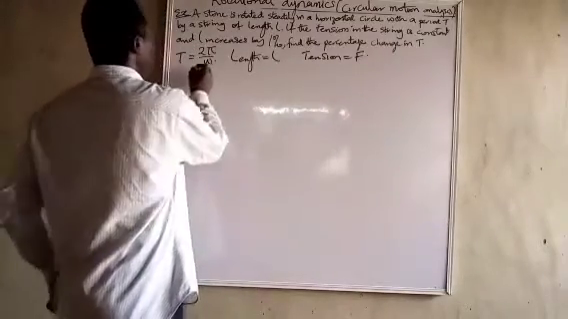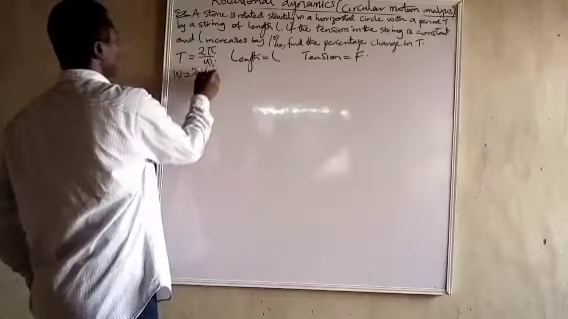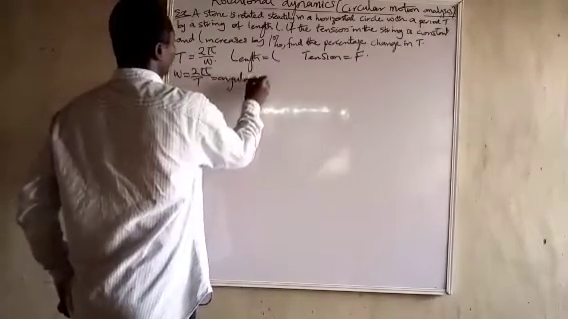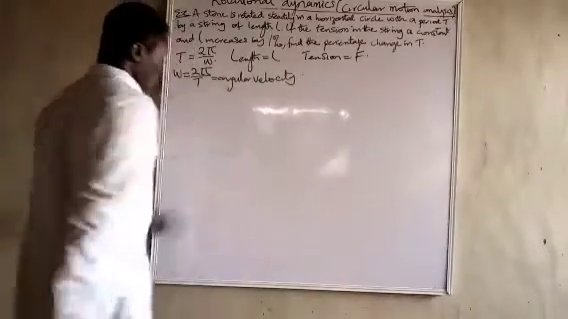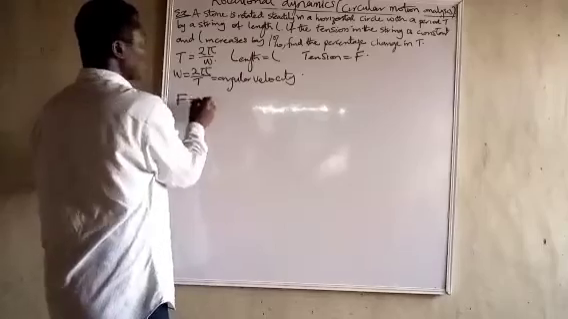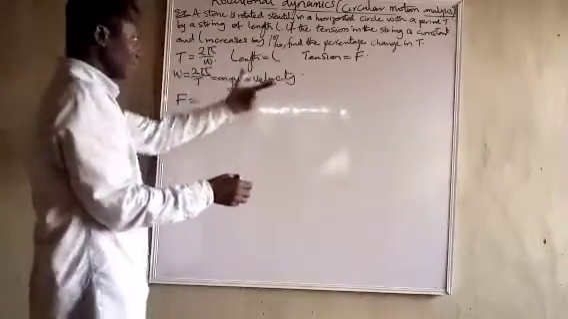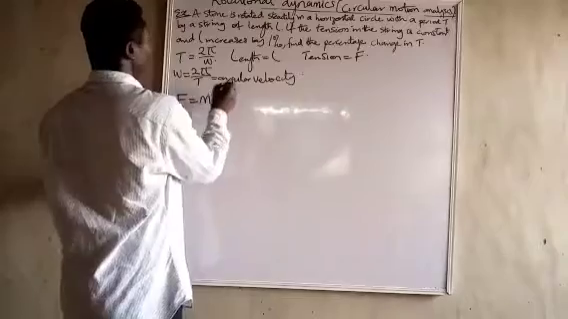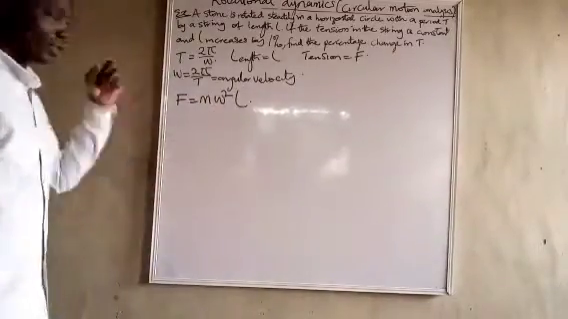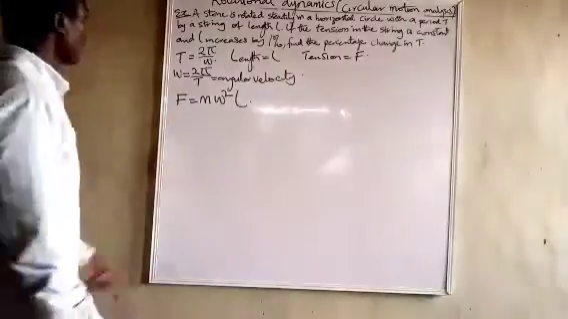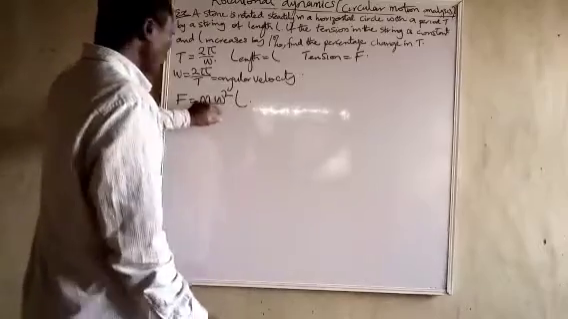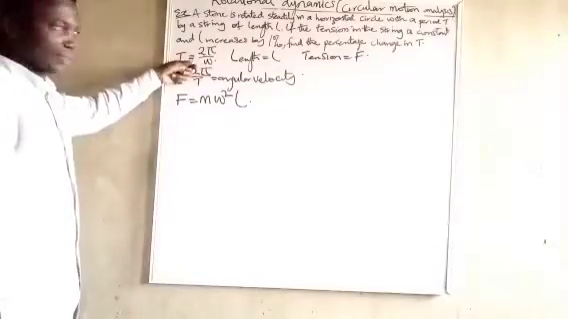We can see that ω is equal to 2π over T, that is the angular velocity. Then we can say the relationship between them, since the mass is constant, F will be m ω squared L. We are also told that F is constant in this situation. So what is changing now? L is changing, and at the same time T will change.